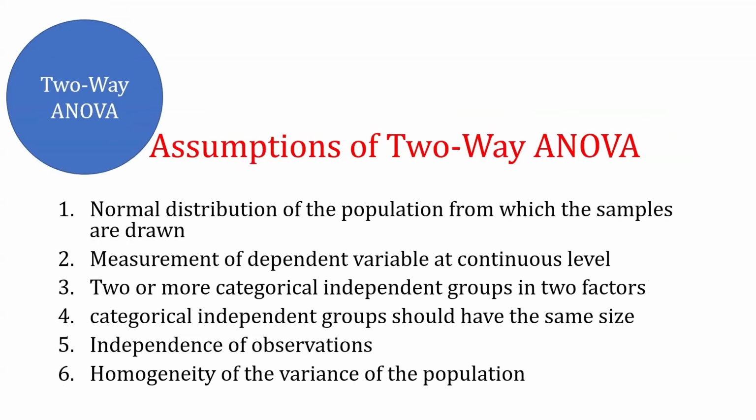Now, there are also assumptions of two-way ANOVA. First, the normal distribution of the population from which the samples are drawn. Next is measurement of dependent variable at continuous level. And there are two or more categorical independent groups in two factors. The categorical independent groups should have the same size and independence of observations. And it can be observed the homogeneity of the variance of the population.